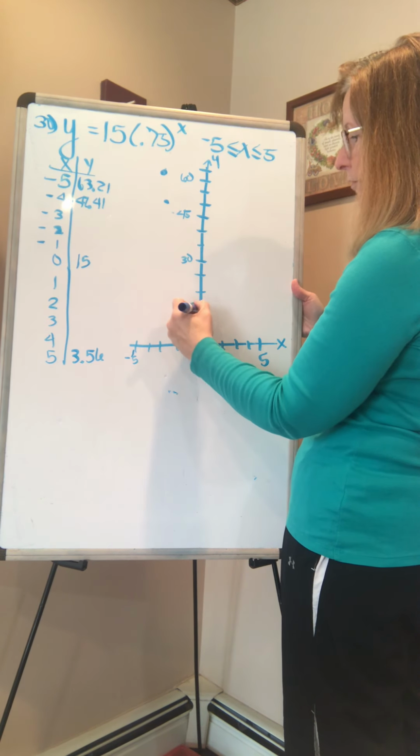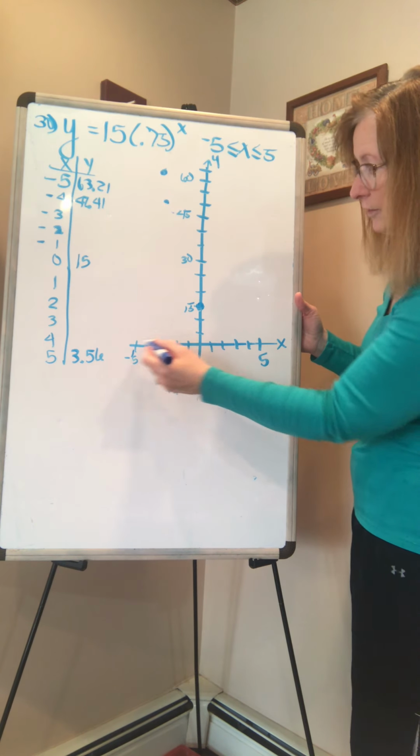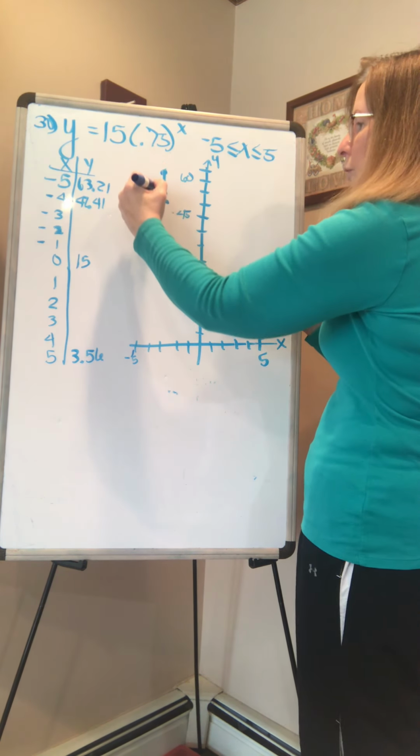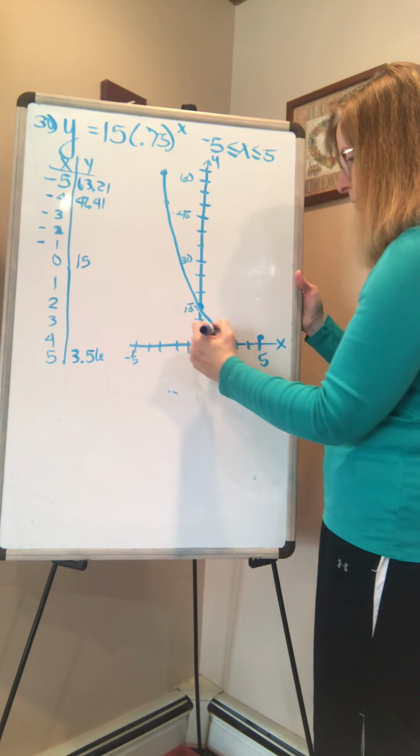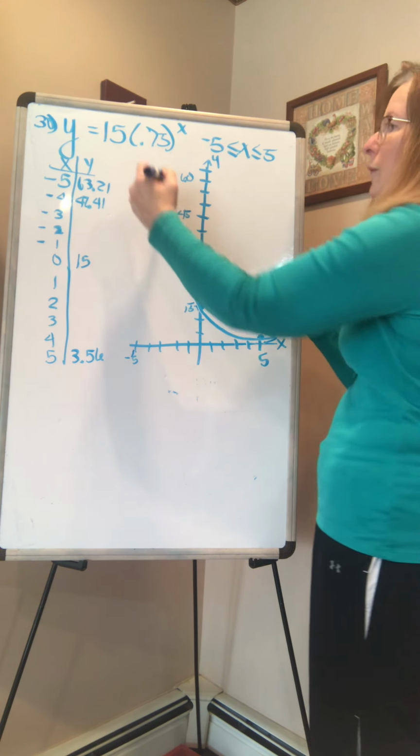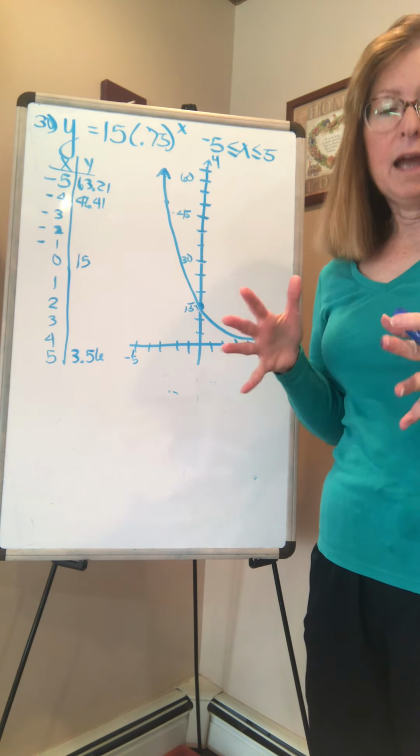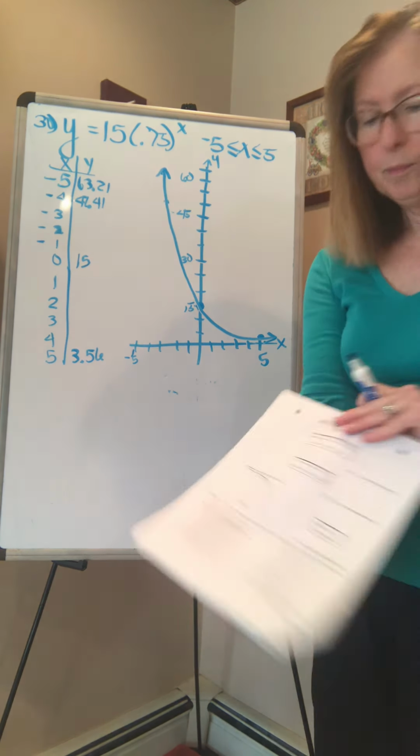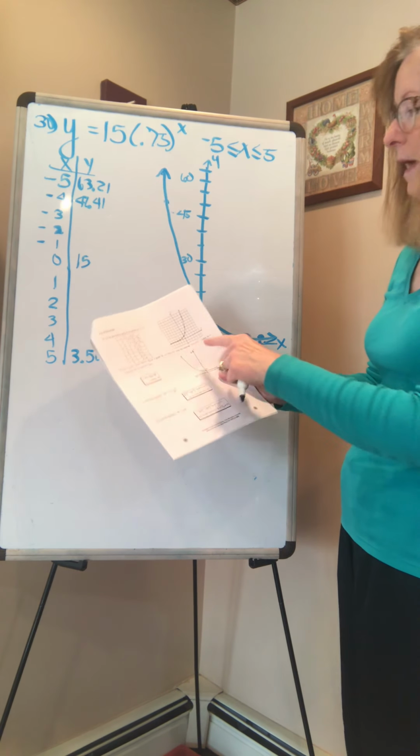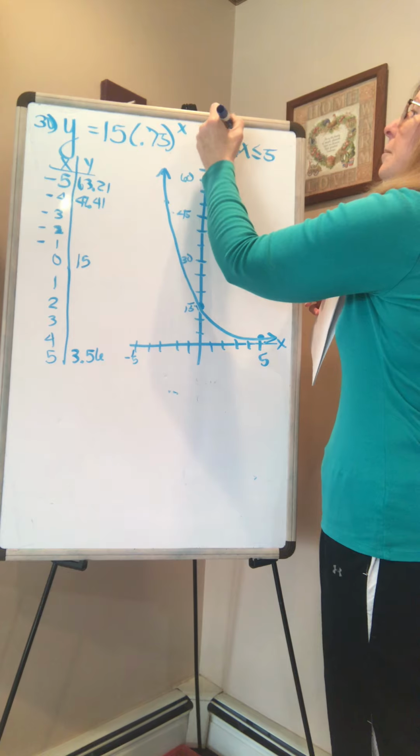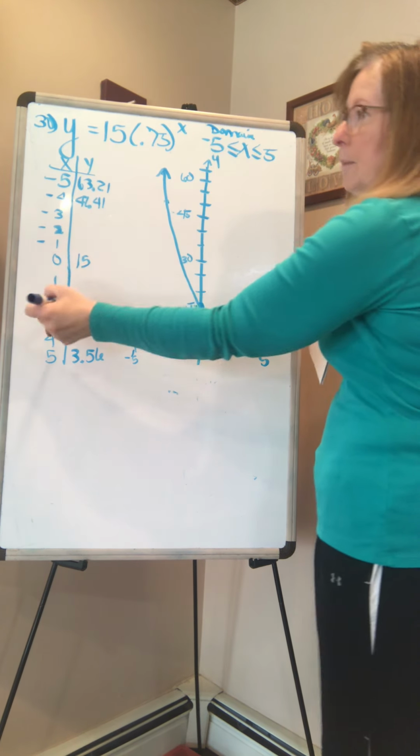And my 0 is at 15. My 5 is at 3.56, so I'm lower. And so, of course, you would plot all your points. I just don't want to waste too much time on the video, but there you go. Scaling matters. So if we give you a problem like this, it matters that you pay attention to the domain. This is so important. This better match your table.